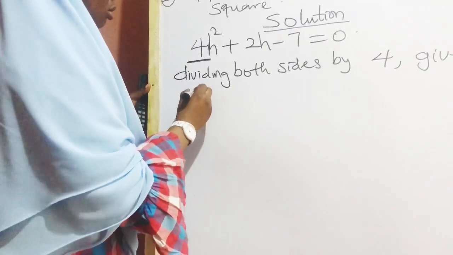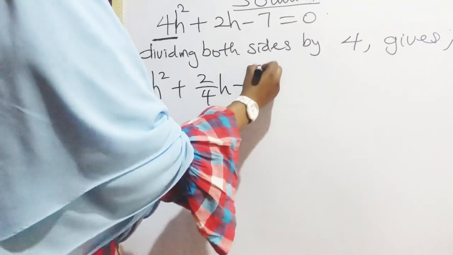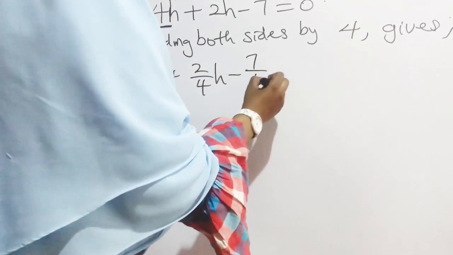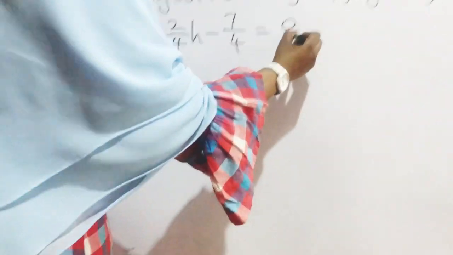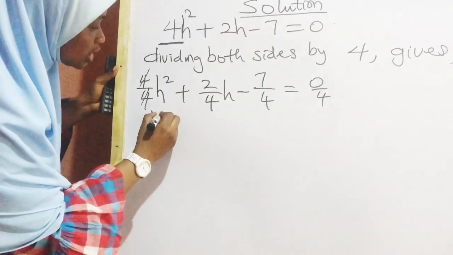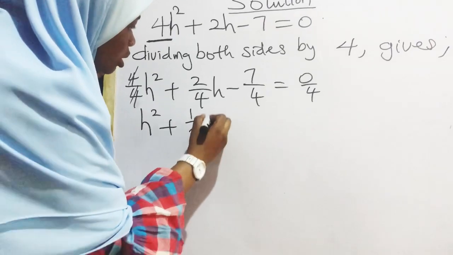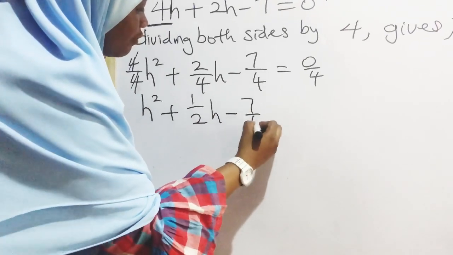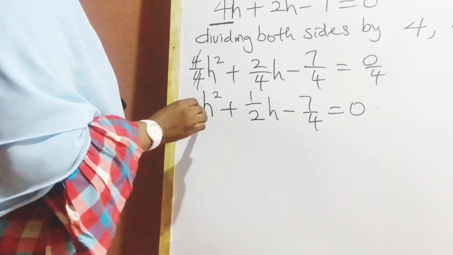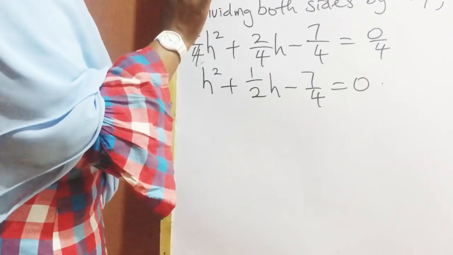h squared plus 2 over 4h minus 7 over 4 is equal to 0 divided by 4, and 0 divided by 4 is still 0. The 4 over 4 cancels, so we are left with h squared plus 2h minus 7 over 4 equal to 0. That means the variable with the highest power now has a coefficient of 1.